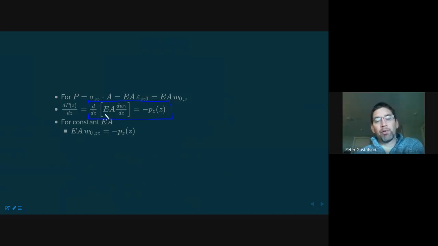But for many of the problems we're going to do in this class, just to make it a little bit easier, I might assign properties such that E and A are constant. If that's true, then they can be pulled outside of the derivative. What you end up with is just EA times the second derivative of the displacement of the reference axis, is equal to minus the distributed load.